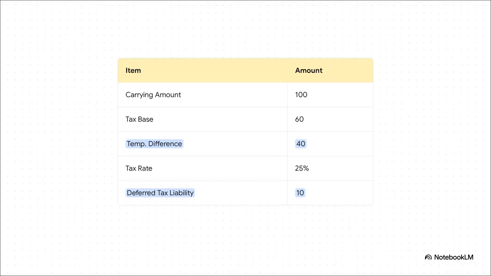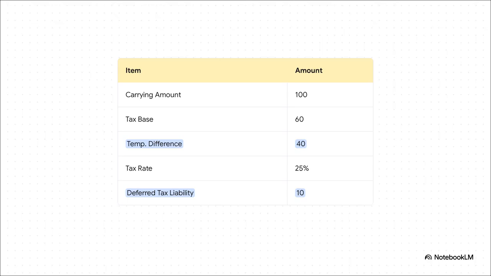This is a classic example. Imagine a company has a machine, and on their books, its value, the carrying amount, is 100. But the tax office let them use accelerated depreciation. So for tax purposes, its value, the tax base, is only 60. See that gap? That creates a taxable temporary difference of 40.